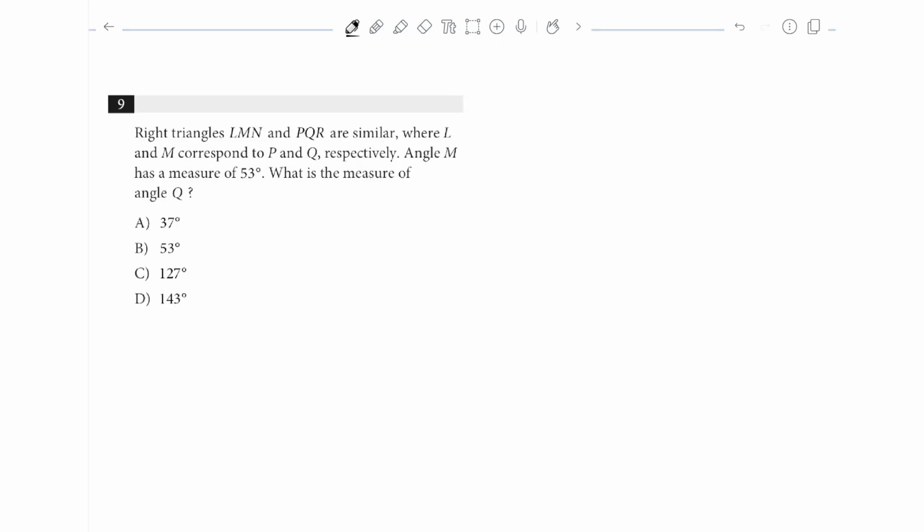So question number 8 is telling us that right triangle LMN and PQR are similar, where L and M correspond to P and Q respectively. Angle M has a measure of 53. What is the measure of angle Q?